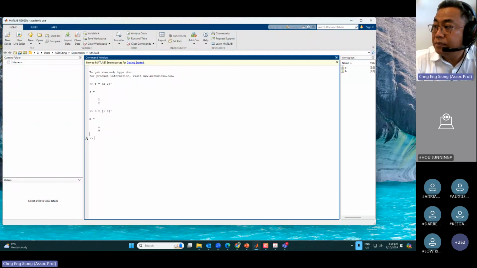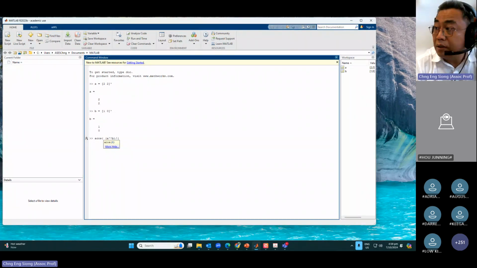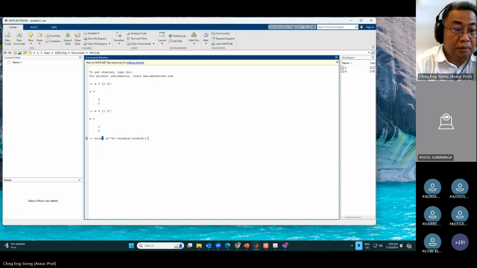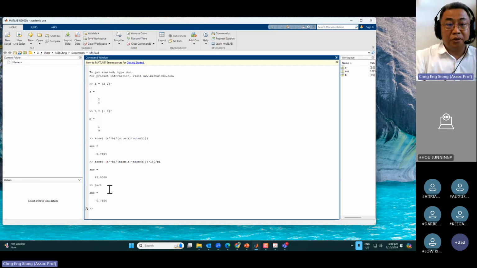Let's see. A cos, A dot B, A transpose B, divided by norm of A times norm of B. And this is it. What value is this? Times 180 divided by pi, 45 degrees. Pi divided by 4, 0.7854. So I got it right.